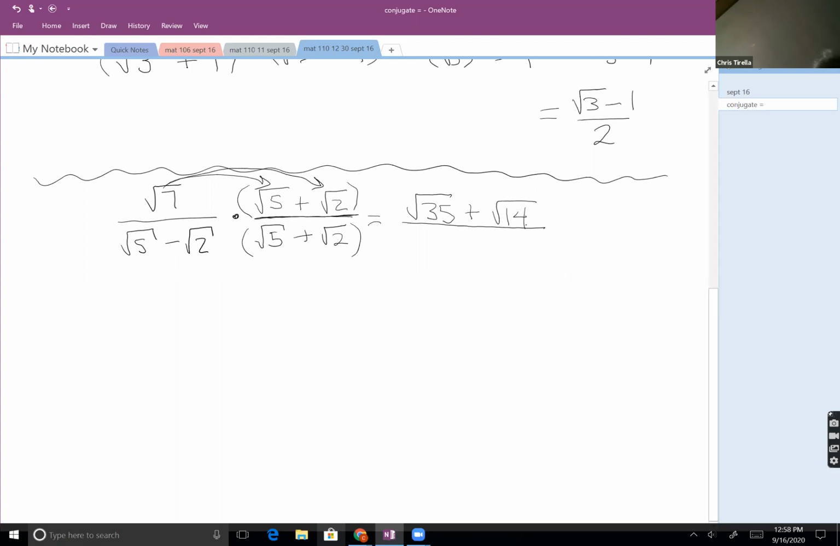Now in the denominator, because they're conjugates, I'm going to just take the first term and square it minus the second term squared. So that would give me 5 minus 2. So that denominator is 3. So my final answer here would be the square root of 35 plus the square root of 14 over 3.